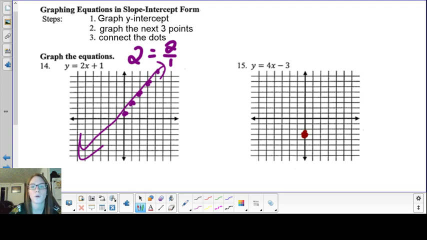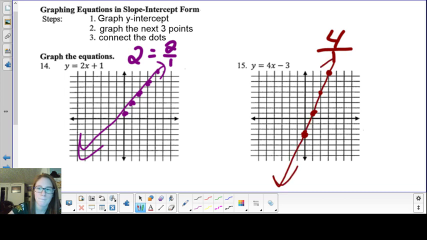I'm going to go a slope of 4, which is the same thing as 4 over 1. So I'm going to go up 4, 1, 2, 3, 4 to the right 1. Up 4 to the right 1 again. Up 4 to the right 1. Connect my dots. Yes, you need the arrows. We talked about this already earlier this unit.